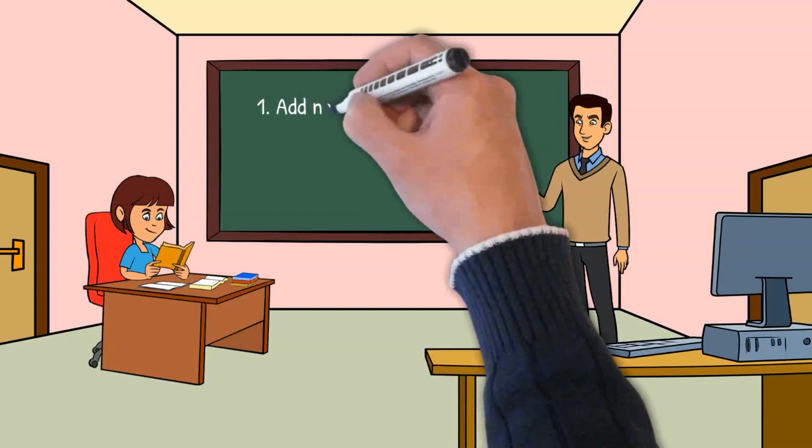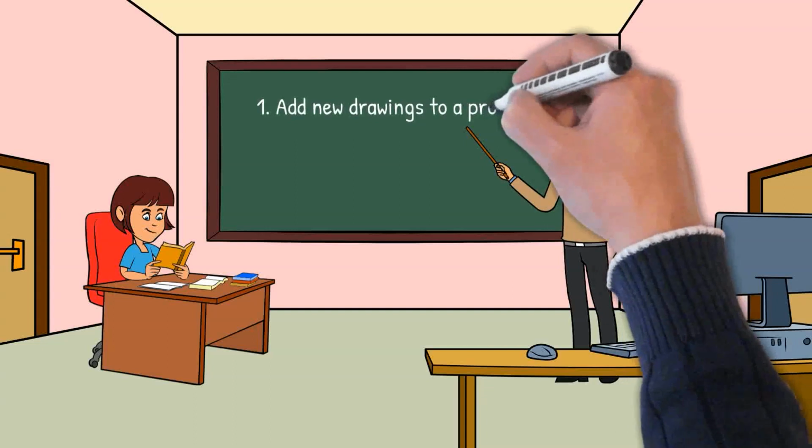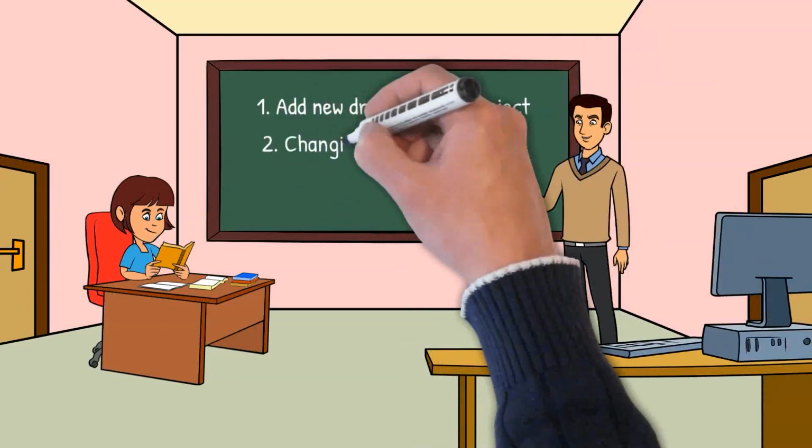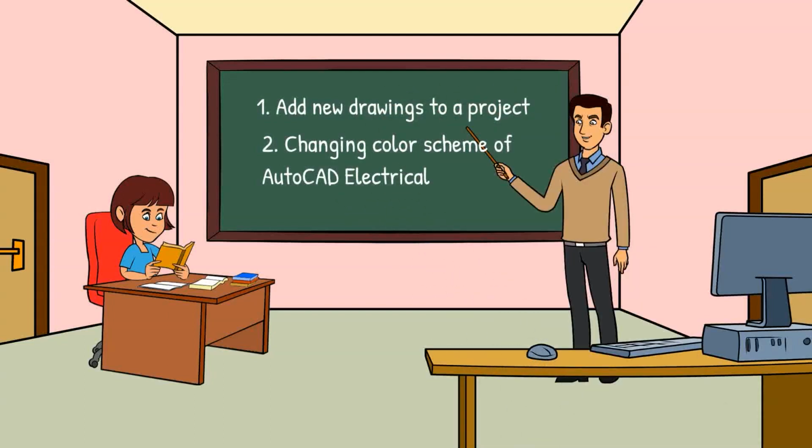In this video, we'll talk about how to add new drawings to a project that we've already created using our required template. Second, we want to change the color scheme of AutoCAD Electrical so that we can clearly see the wires and other components.